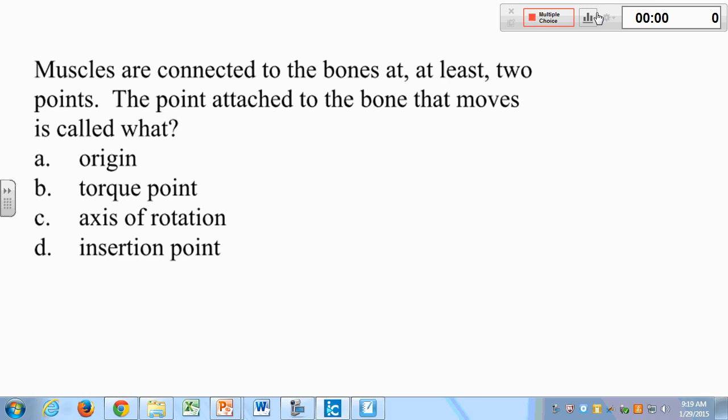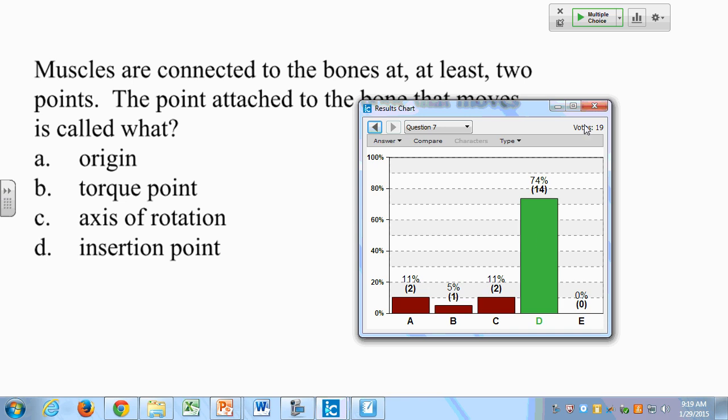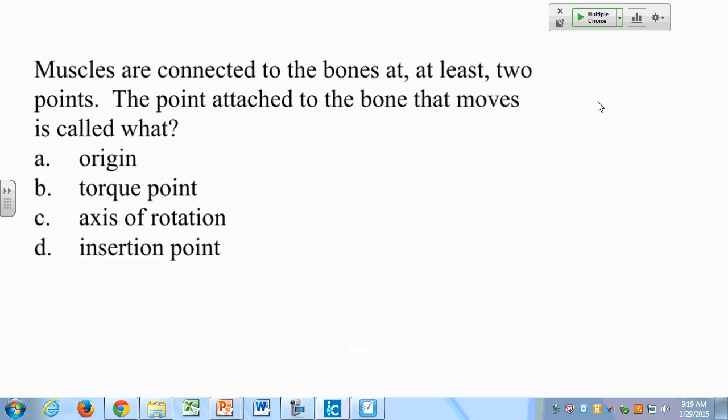Muscles are connected to the bones at least 2 points. The point attached to the bone that moves is called what? The origin, the torque point, the axis of rotation, or the insertion point? The point that moves. Again, not something we've covered. We'll cover it today, but it was in the chapter. I'll stop at 30 seconds. That's right. D is right, the insertion point. That's the point that moves.